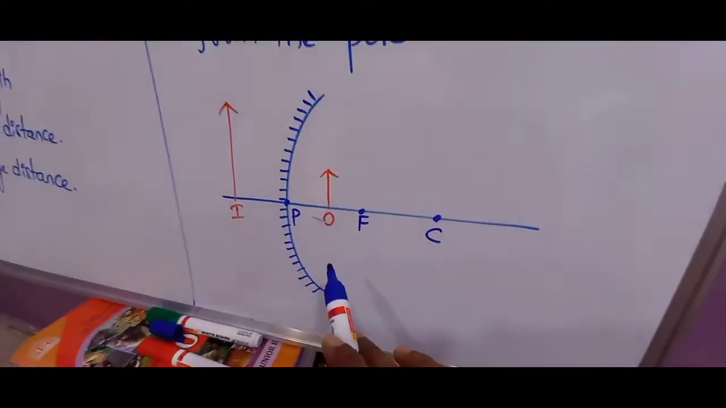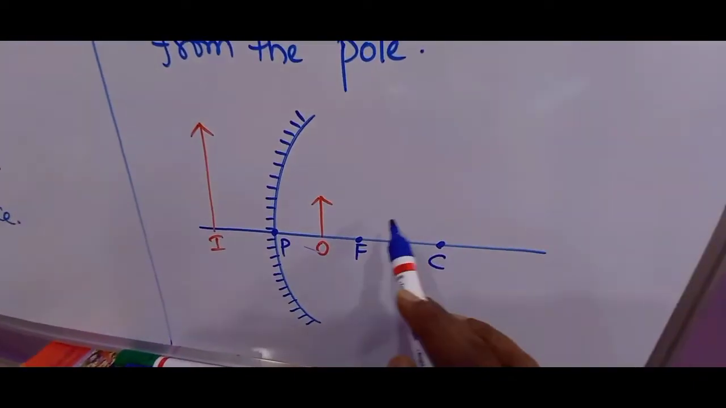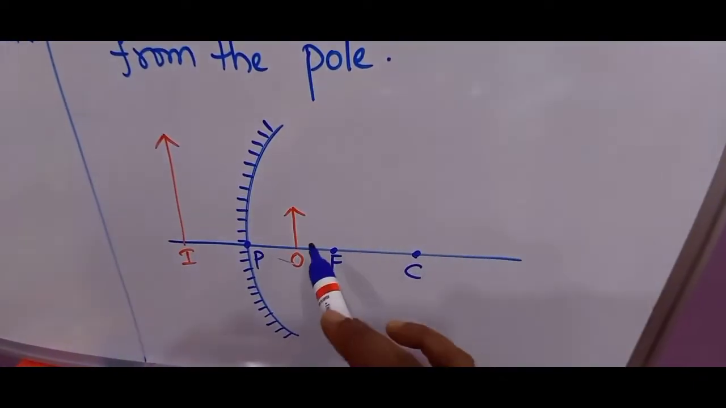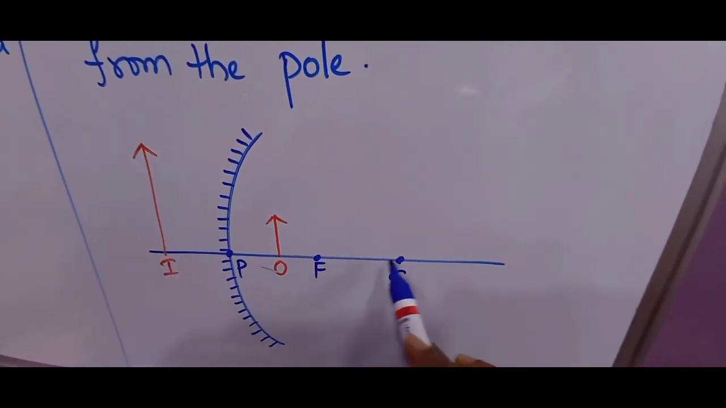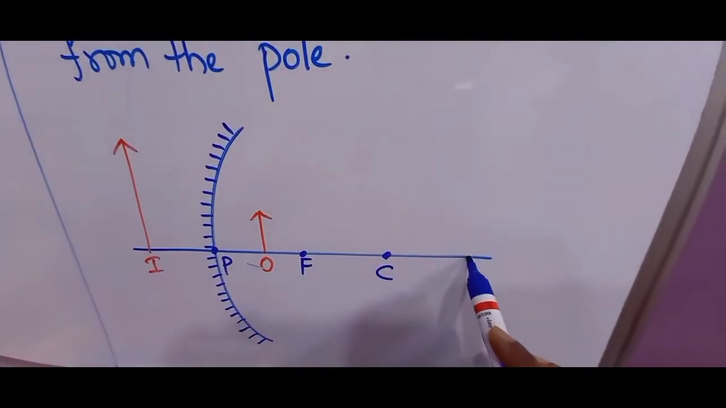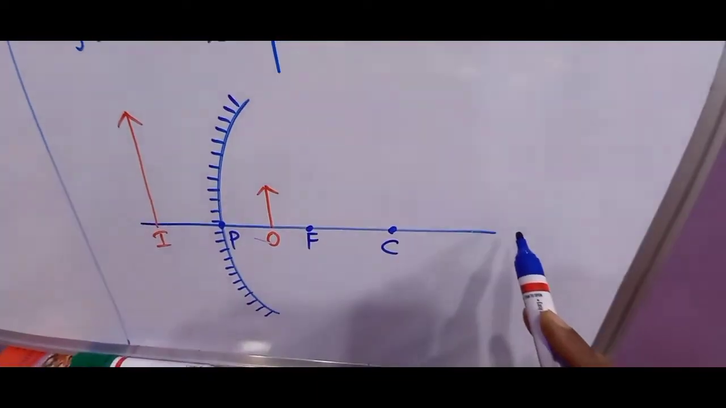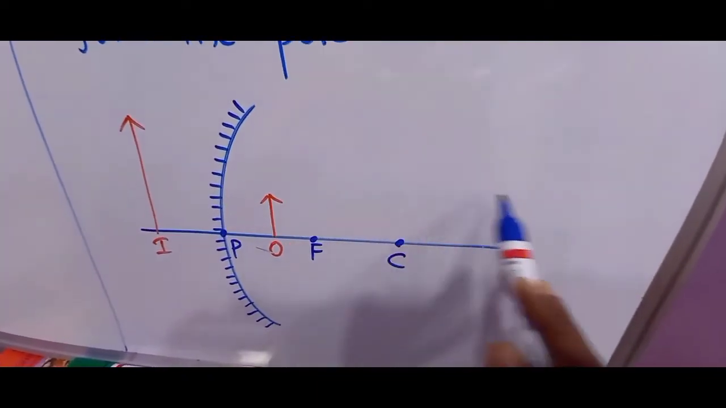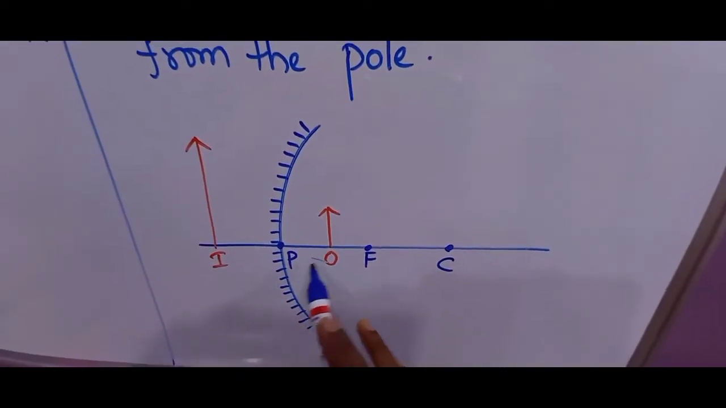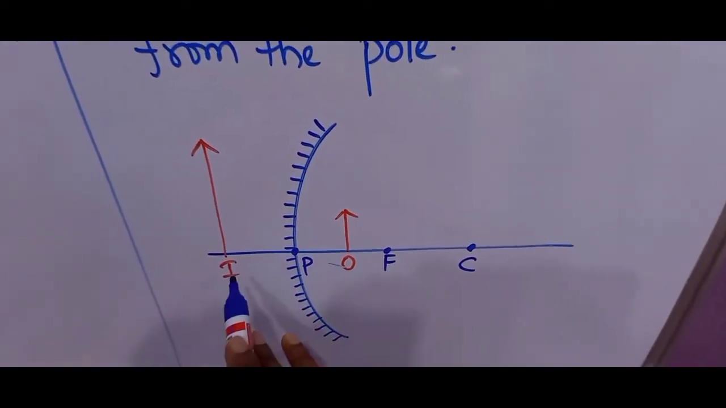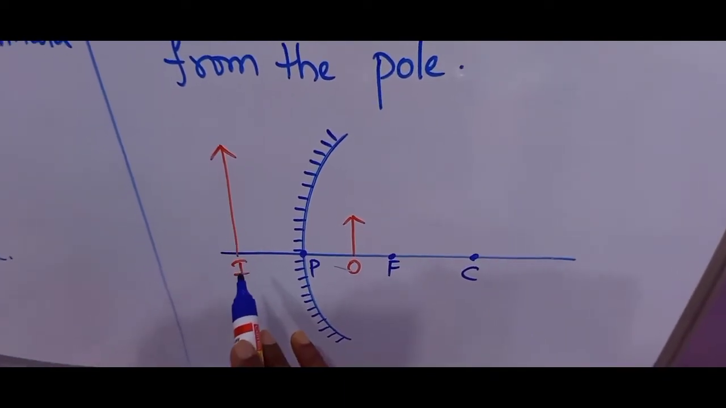So children, this is a very important thing. In all other cases, when the object is placed on the principal axis anywhere except this place, either on F, in between C and F, on C or beyond C, the image is going to be formed in front of the concave mirror only. But only when the object is placed in between P and F, we will get its image behind the concave mirror.